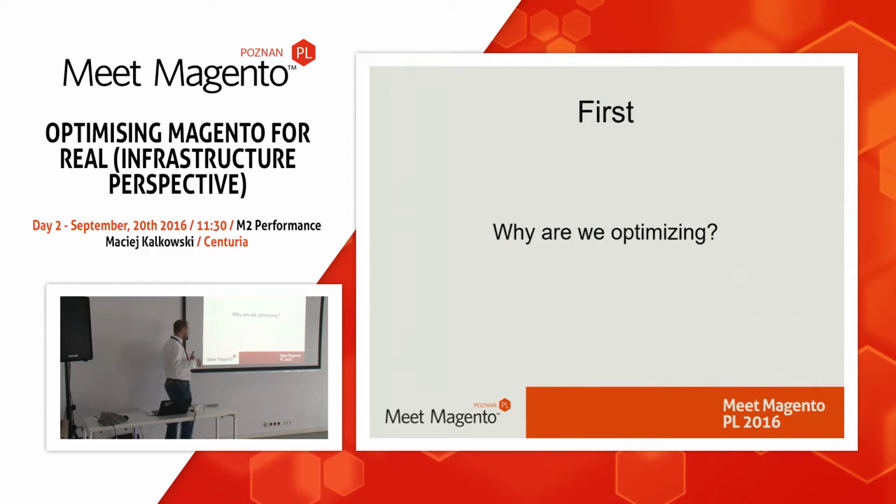So, why are we optimizing Magento? Anybody can tell me? We are here on the performance track, and we want to optimize Magento so it has better performance. So, we want to achieve better user experience on our site, right? Why? Because it's very slow. At the very beginning, Magento is really slow. Even if you don't have anything in there, it's just slow.